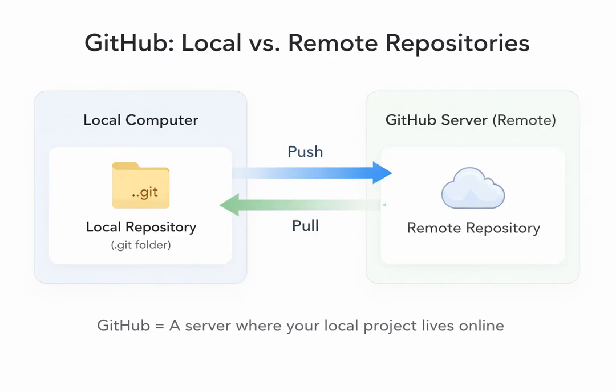Picking up from where we left off, once you have a local Git repository on your machine, the natural next question is, how do you share it or back it up? That's exactly where GitHub comes in. GitHub is essentially a server, a remote location on the internet where you can store your local repository. So your local project, which lives in a .git folder on your computer, gets pushed up to GitHub, and it becomes what's called a remote repository. From that point on, your project is accessible online, and you can push changes up or pull changes down between your local machine and that remote server.